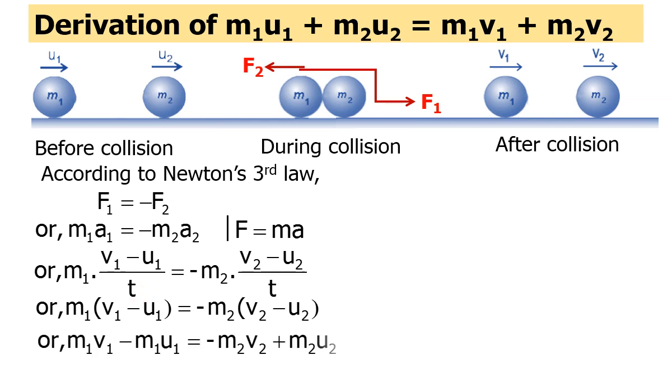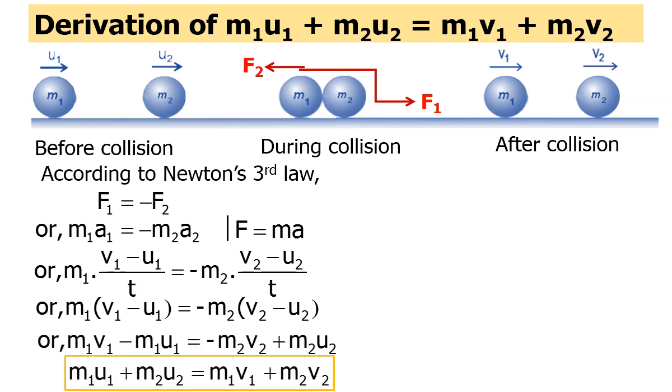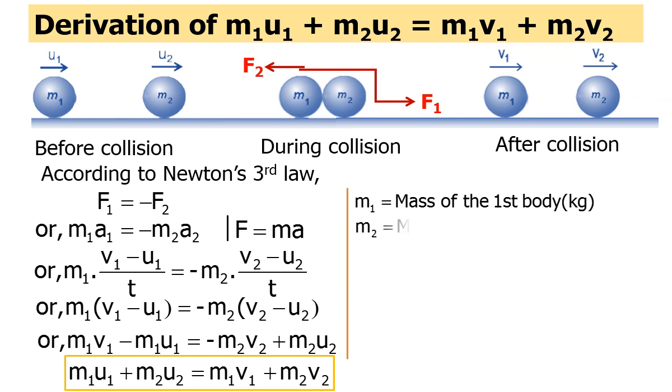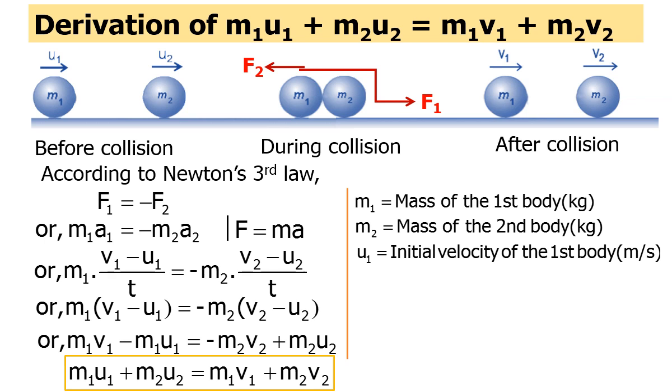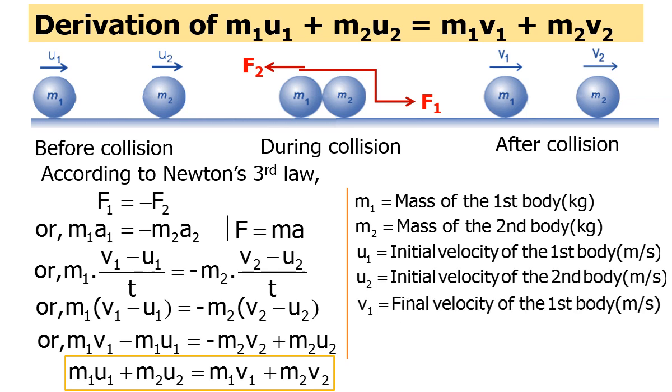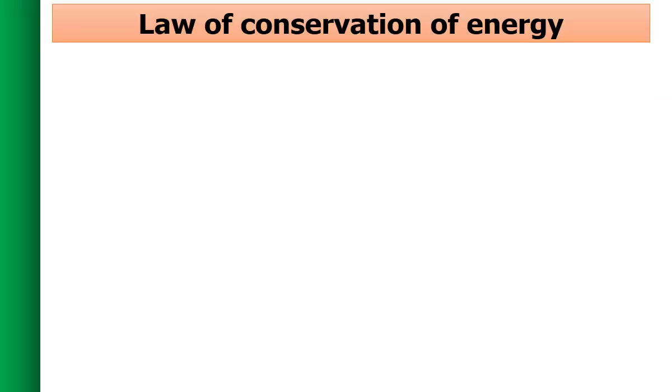By calculating, we get the equation m1 u1 plus m2 u2 equals m1 v1 plus m2 v2. Here m1 means the mass of the first body, m2 the mass of the second body, u1 the initial velocity of the first body, u2 the initial velocity of the second body, v1 the final velocity of the first body, and v2 the final velocity of the second body.